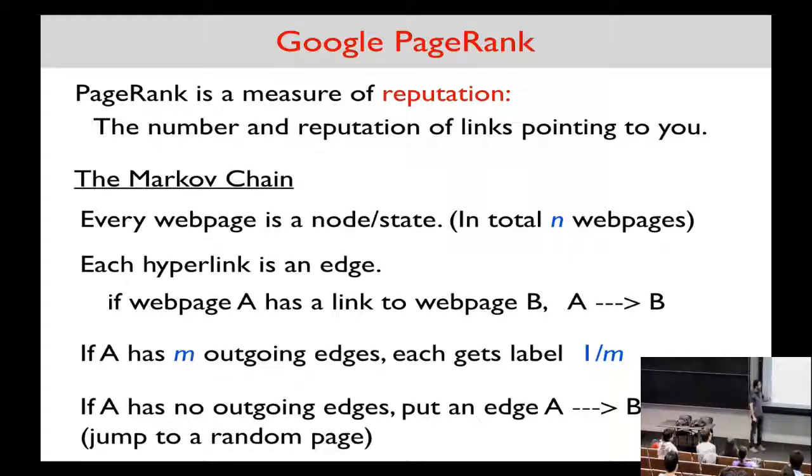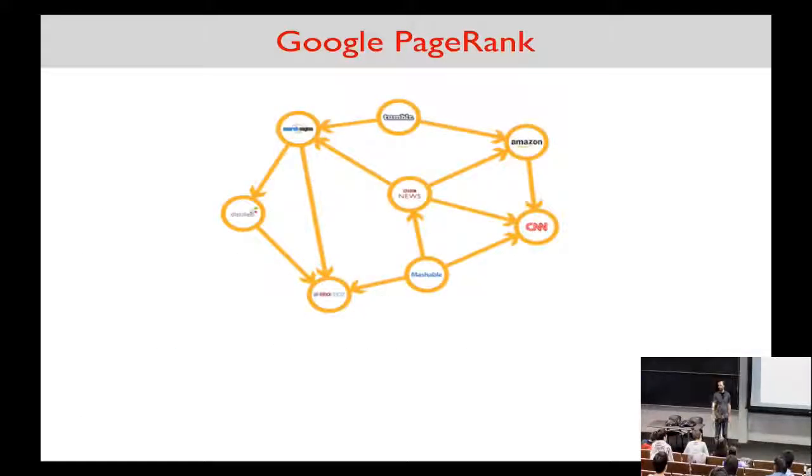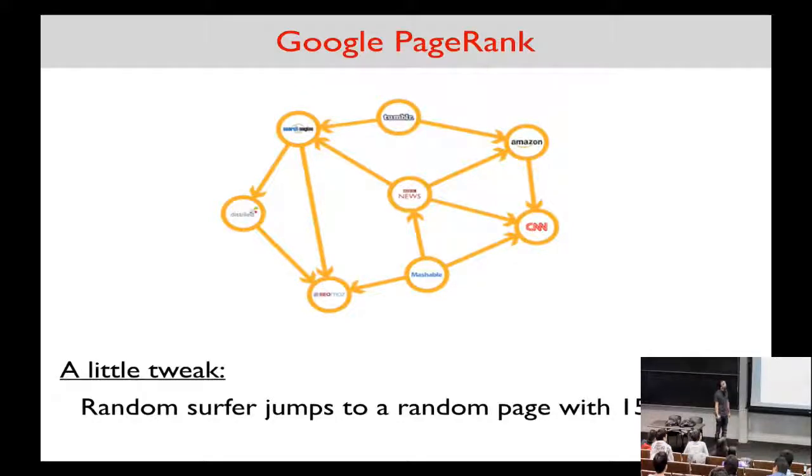It could be the case that A has no outgoing edges, and you may get stuck in a web page. To fix that, what we do is we put an edge from such an A to all the web pages B and give it equal probability. So in a sense, when a random surfer hits A, it won't get stuck, but it will from there on jump to a random web page. So it might look something like this.